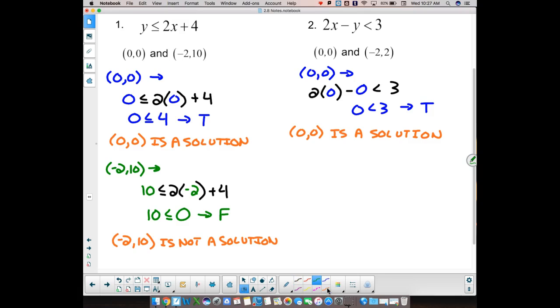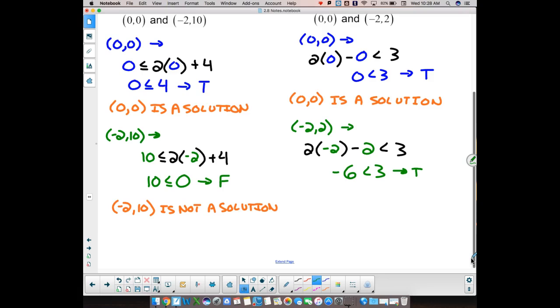Then if I try -2, 2, I get 2 times -2 minus 2 is less than 3. 2 times -2 is -4, minus 2 is -6, is less than 3, that is also a true statement. So this point is also a solution. Negative 2 comma 2 is a solution.